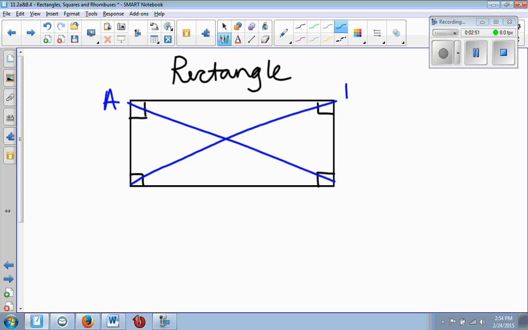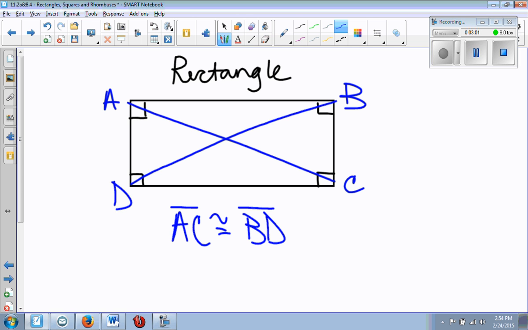So if I label my rectangle here as A, B, C, D, what we find out is from A to C is congruent from B to D. So the diagonals are congruent to each other. Now, just like in a parallelogram, the diagonals bisect each other, meaning that all four parts of those diagonals are actually the exact same length. So that happens in a rectangle.